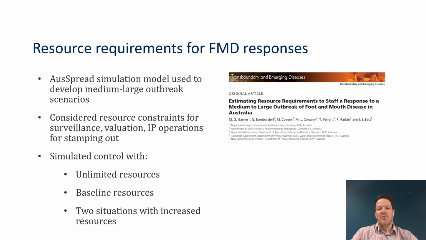Within the model, it made assumptions about resource constraints for particular activities that would be required in a response. These included surveillance, the valuation of livestock to be culled, and resources for infected premises operations for stamping out. And it simulated disease control under 4 control scenarios. One, where there were unlimited resources available to control infection. Another, where there were just baseline, existing government resources available to control disease. And it also looked at 2 situations with an increased level of resourcing to see whether there would be any significant impact.